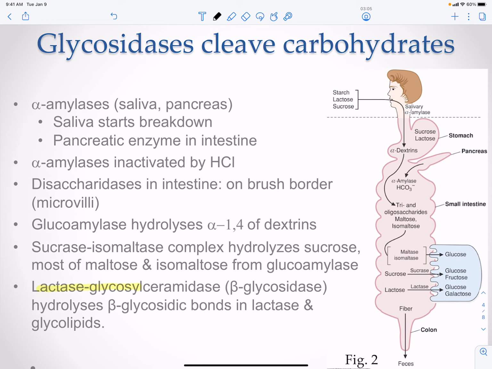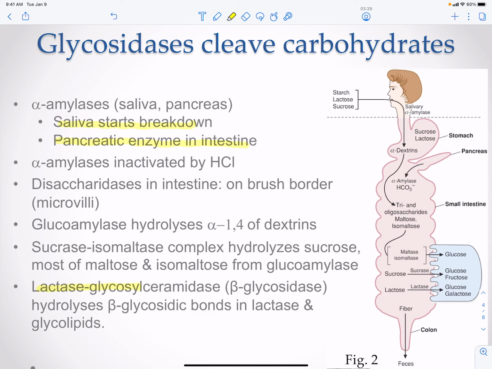Okay, so basically we have our glycosidases, and we have our alpha-amylases that are going to start and get everything going. We have saliva and pancreatic versions that we'll talk about. Your alpha-amylases cannot work in the stomach, and so that's why you have two of them. The saliva will start to break it down, and then after your starch passes through your stomach, your pancreas will release another alpha-amylase to continue breaking down your starches. Your disaccharidases are going to be on the intestinal brush border, and then we have a few glycosidases we have to talk about.